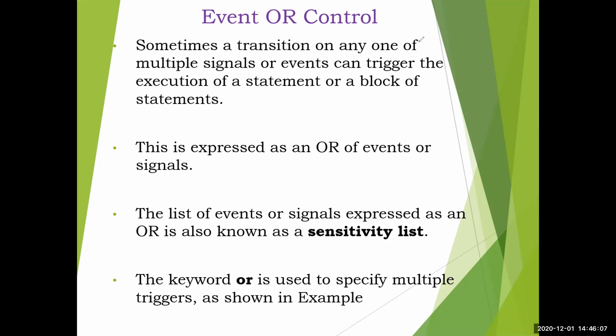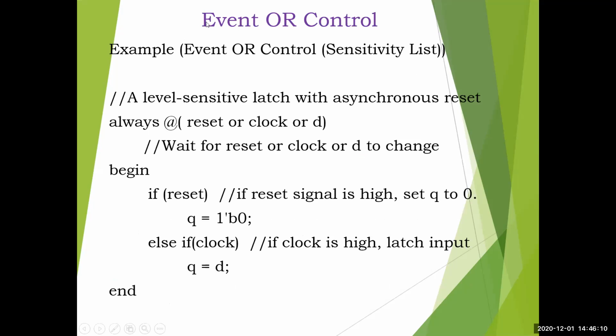We'll see that with an event OR control. So see here, a level sensitive latch with asynchronous reset is the program. Always at, see here, reset is one variable, clock is another variable, d is another variable. In between, to differentiate, we have used OR. This is called event OR control. You have seen maybe previously always with a comma, that part I will consider next after this. But OR also can be used. So this is event OR control.